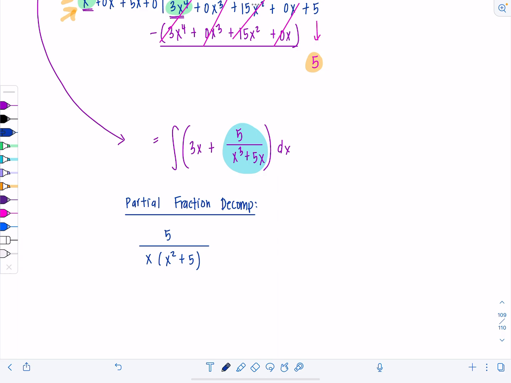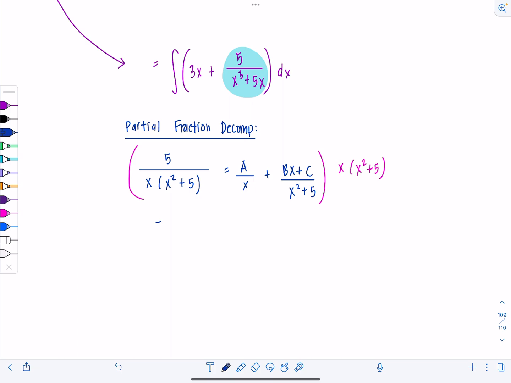So this is A over x plus Bx plus C over x squared plus 5. And then now you multiply everything through by the denominator, x squared plus 5, and try to solve for A, B, and C. So here on the left I have 5 equals A times x squared plus 5 plus Bx plus C times x. So we have 5 equals Ax squared plus 5A plus Bx squared plus Cx.